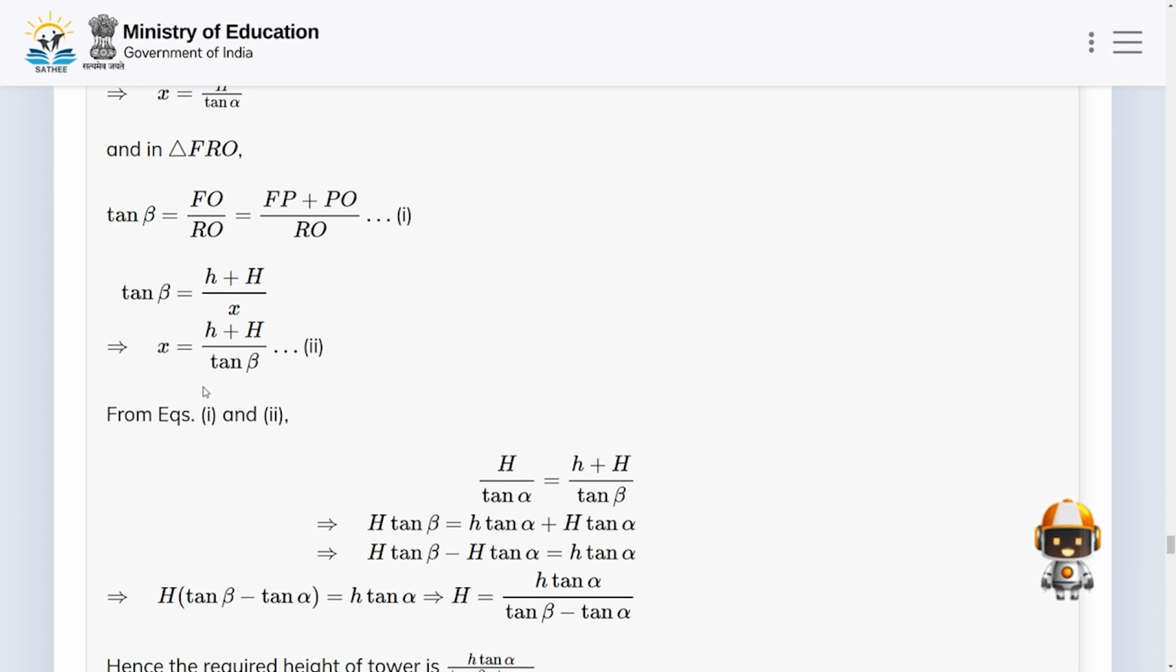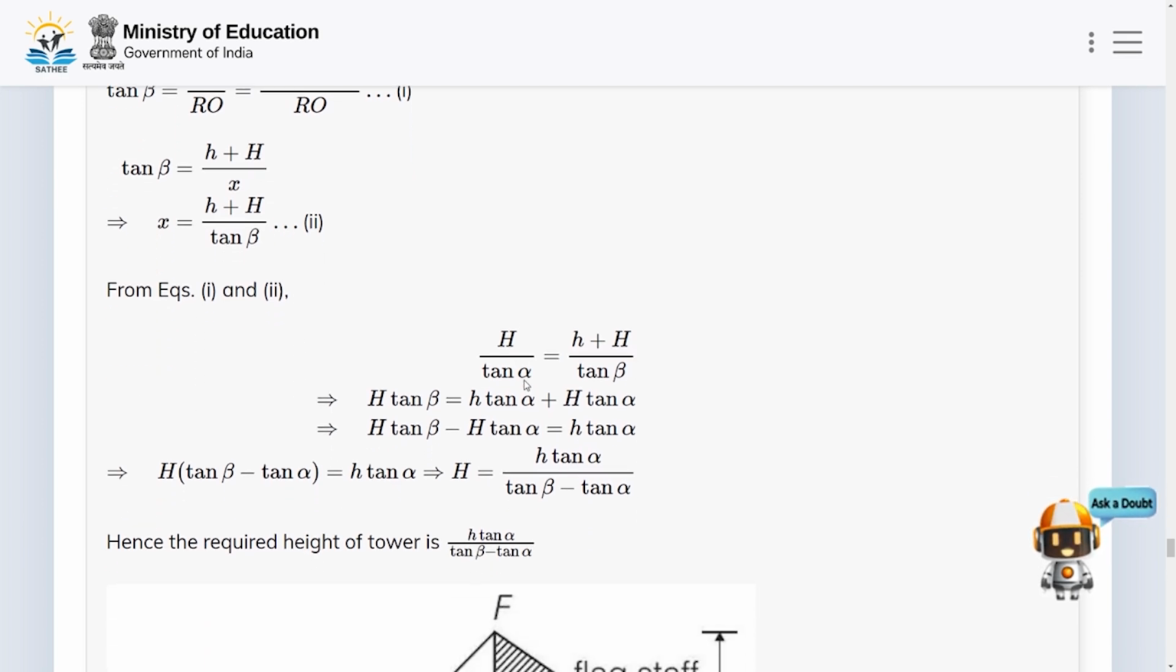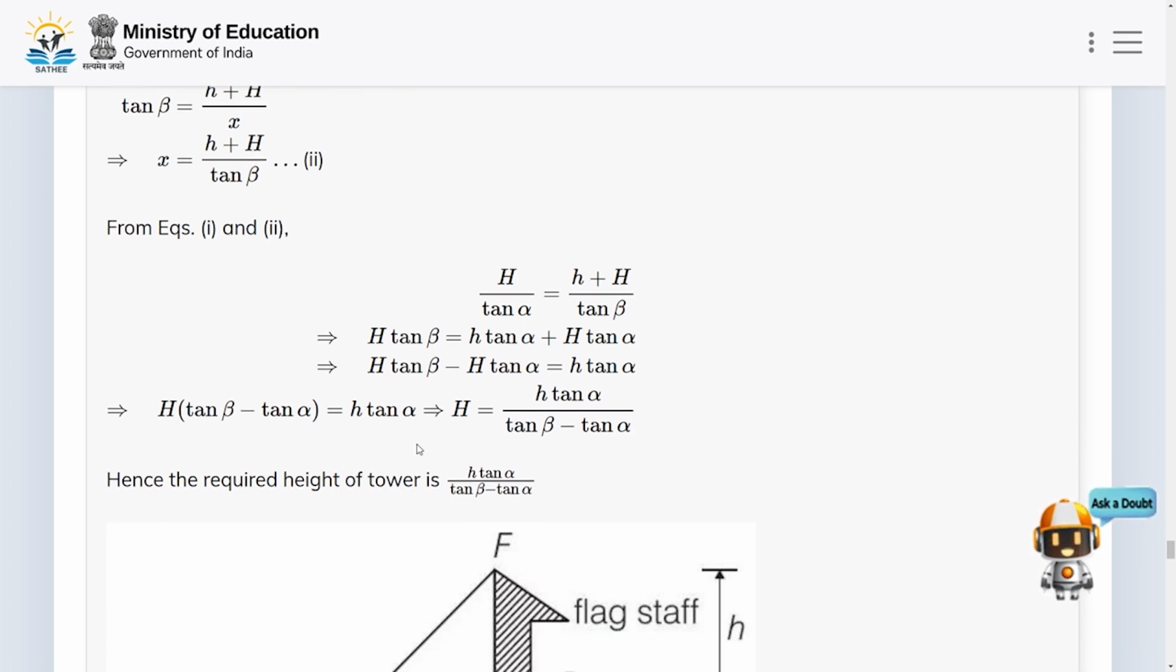Okay, so now from equation 1 and 2, capital H by tan alpha is equal to small h plus capital H by tan beta. Okay, and by calculation it implies capital H is equal to h tan alpha by tan beta minus tan alpha. Hence the required height of the tower is h tan alpha by tan beta minus tan alpha.